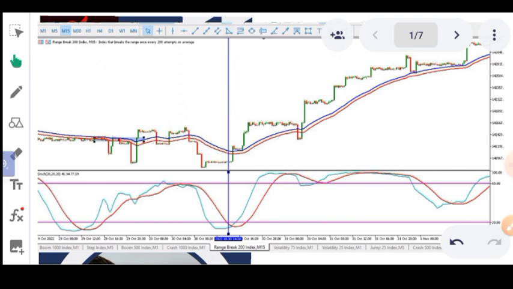So today I want to show you guys a set of indicators that you can use to make profit in the market by applying certain rules that I'm going to share with you guys now.